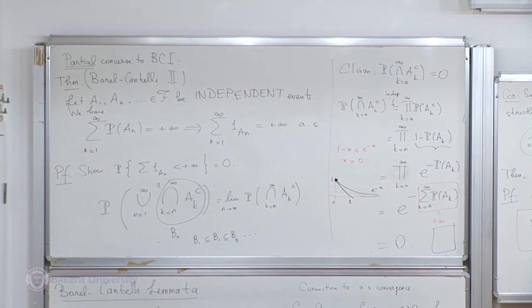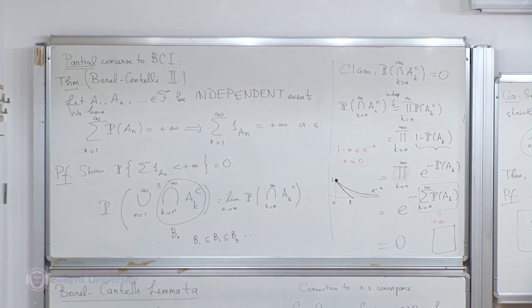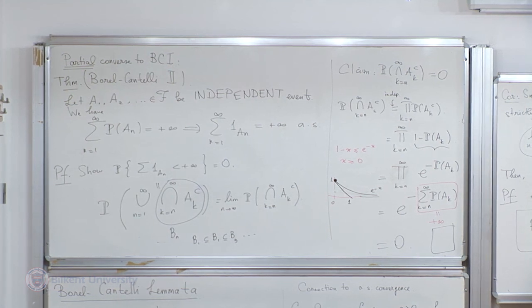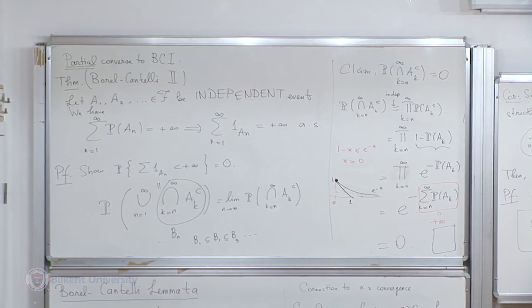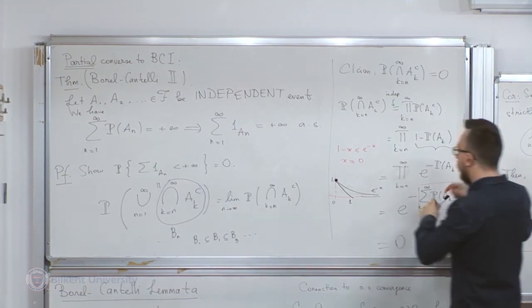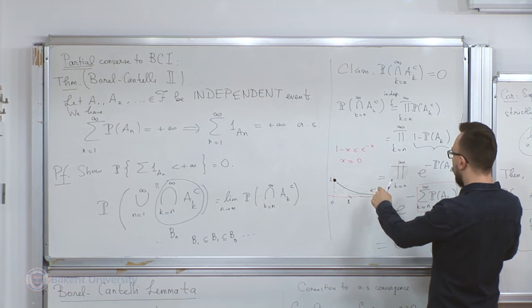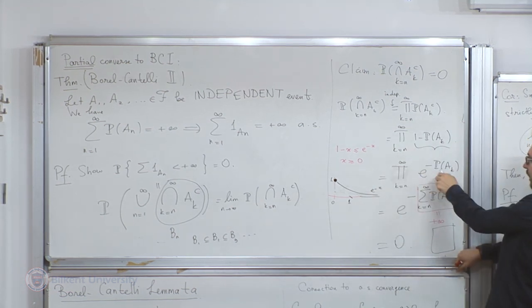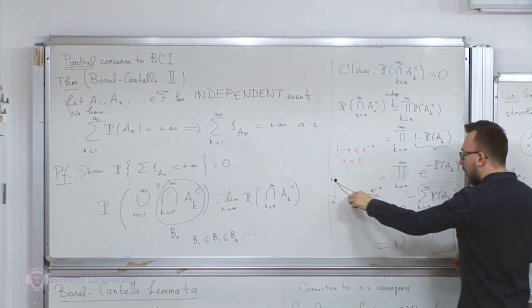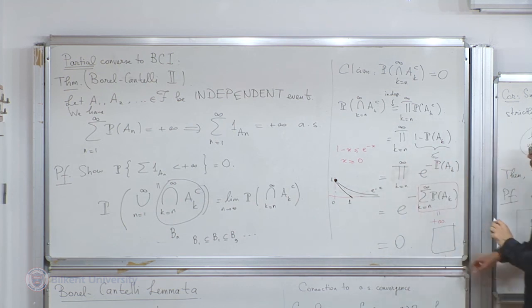Is it the wrong direction? Okay. Did I use it the wrong way? No. 1 minus x is less than e to negative x, right? So that should be less than. We have written equal. Okay. This should be less than or equal. Okay. Thank you very much. Thank you. Okay. Good point.